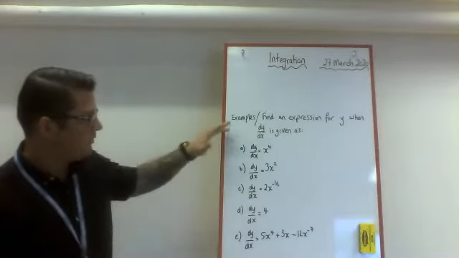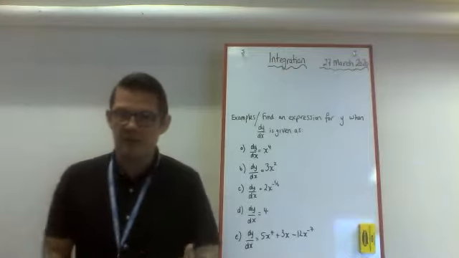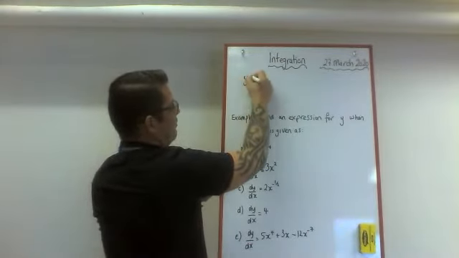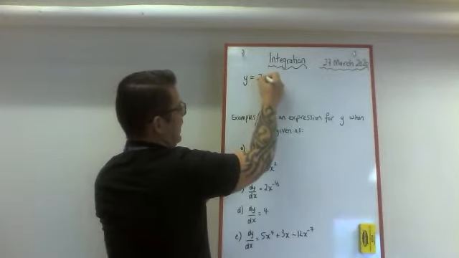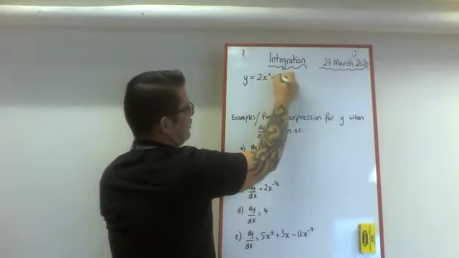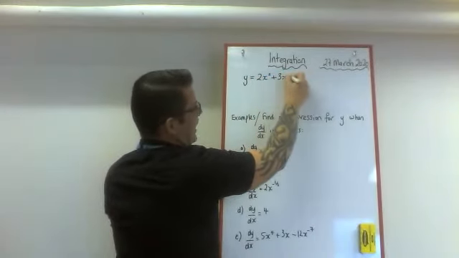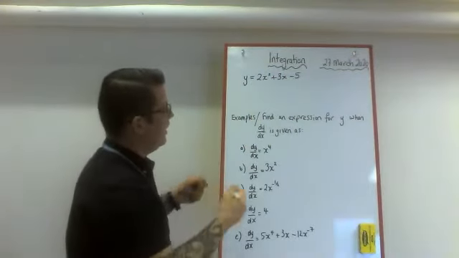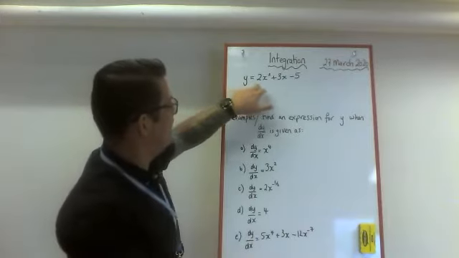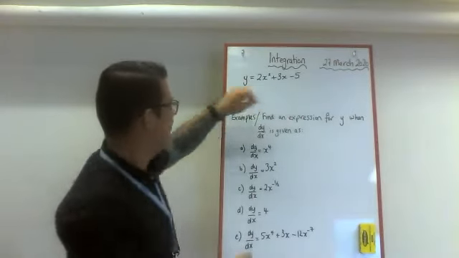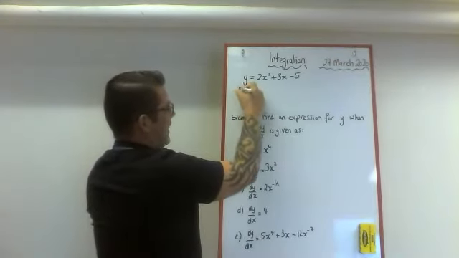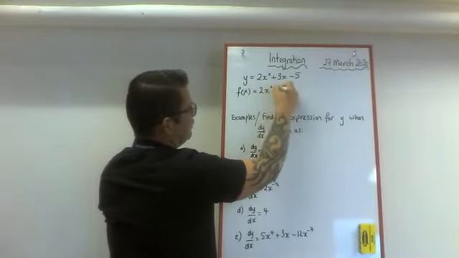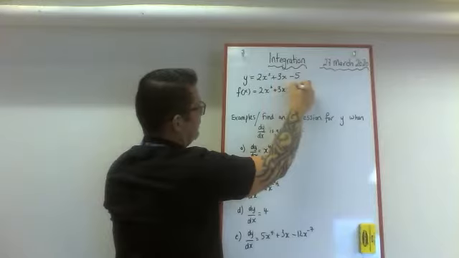Remember, when we differentiated, we had two types of notation. We could either have something like this, where you've got y equals 2x squared plus 3x minus 5, say, I've just made that one up. Or instead of having y equals this quadratic expression here, I could have f of x equals 2x squared plus 3x minus 5.